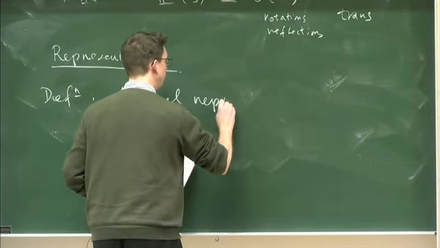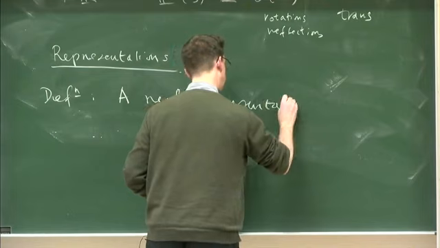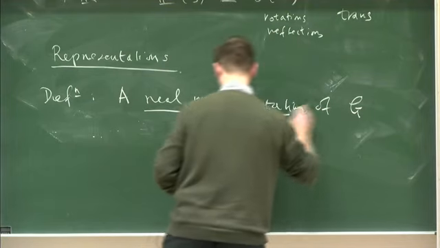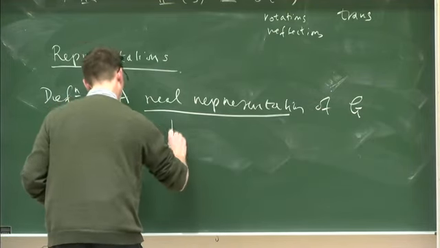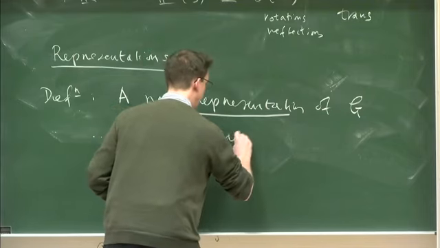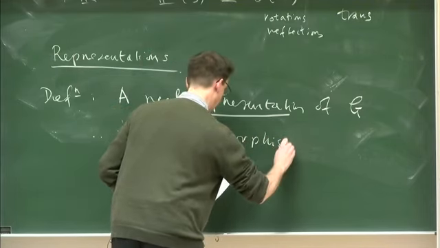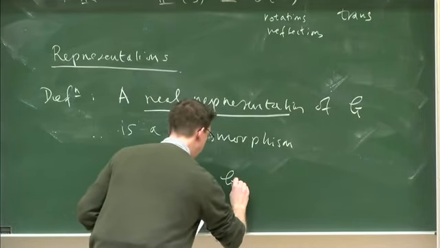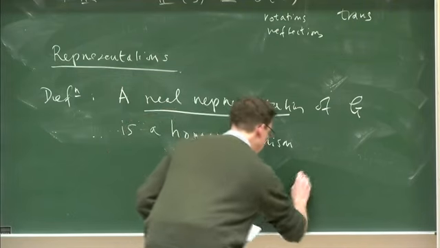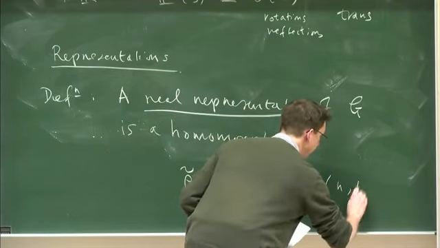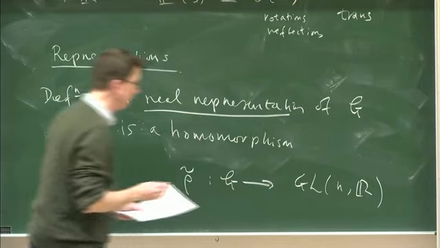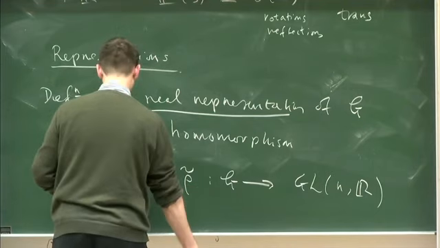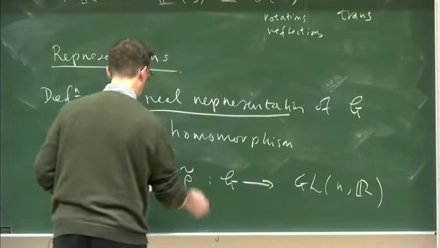So a real representation of the group G is a homomorphism, which I'm going to call rho tilde. So this is a map from my group G into n by n real invertible matrices. Okay, the general linear group GLn.